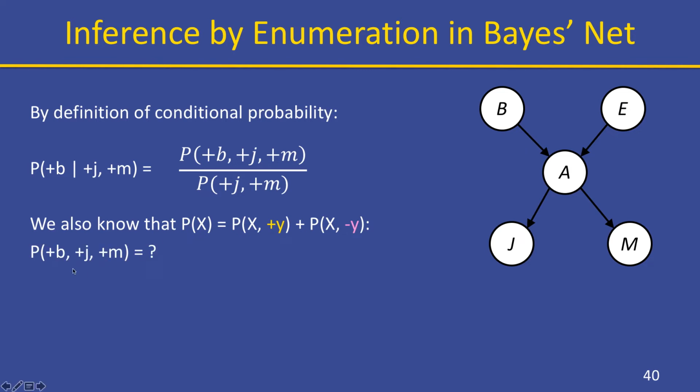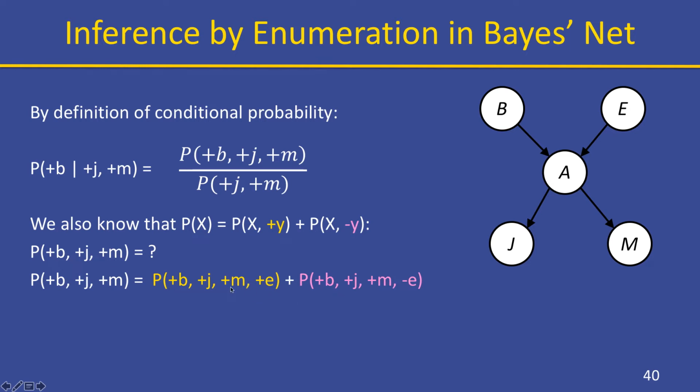So let's apply this to P of +b +j +m, to this joint probability. We want to introduce the hidden variables A and E here. So let's introduce the hidden variables one at a time. So let's first introduce E. So we apply this where our +y is +e and -y is -e. So we just introduce E as a variable here. We're saying that this marginal probability is equal to the sum over the two values of E.